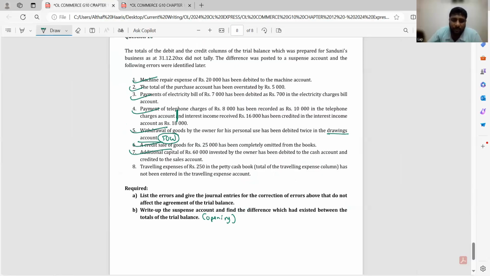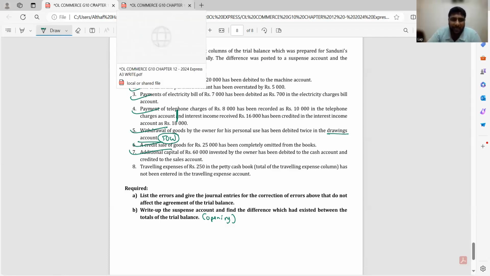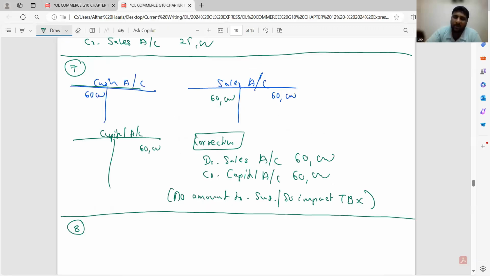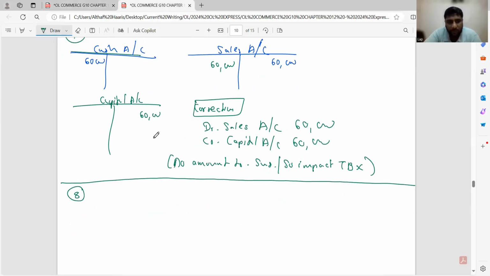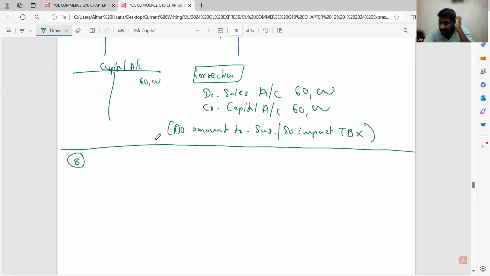Traveling expenses 250 in the petty cash book. Total of the traveling expense column has not been entered in the traveling expense account. So people, if it is not entered in the traveling expense account, what should you do? You have to enter it. Simple as that.